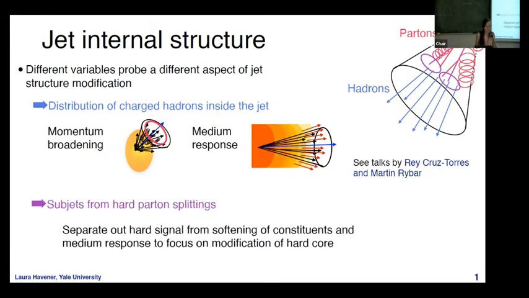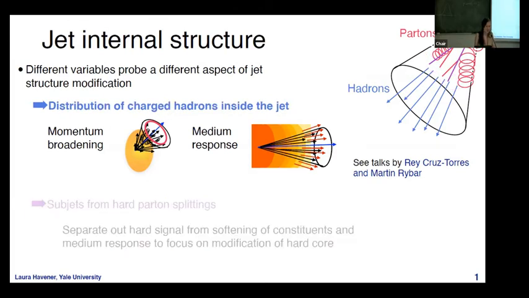Additionally, we can look at measurements that look at subjets to try to access the hard partons from the parton shower. And these try to separate out the soft from the hard signal so we can focus on the modification of the hard core of the jet, which is, of course, what my talk is about today. But first, I'll talk a little bit about these hadron level measurements to kind of motivate why we wanted to move to these subjet measurements.